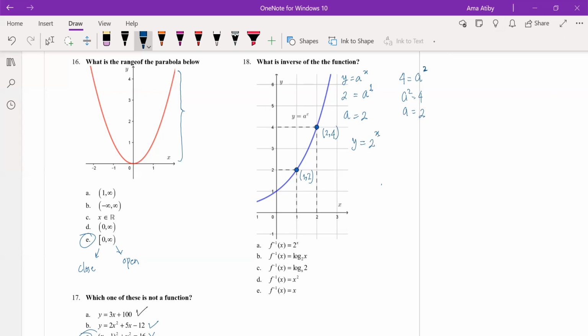Then what is the inverse of this function? This is the exponential function, so the inverse of an exponential function is the logarithmic function. So the inverse of this is the logarithm of x to the base of 2. So the correct answer for this one is B. Remember, the exponent becomes the argument, and then the base is the base of the logarithm.